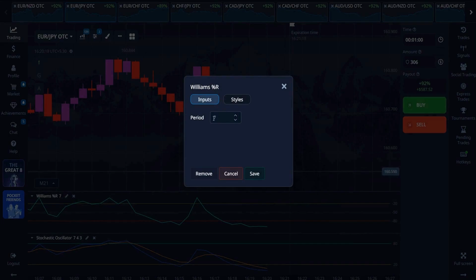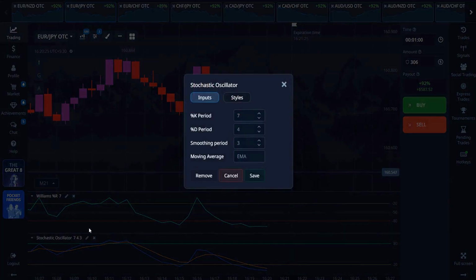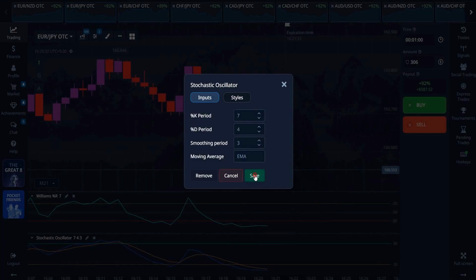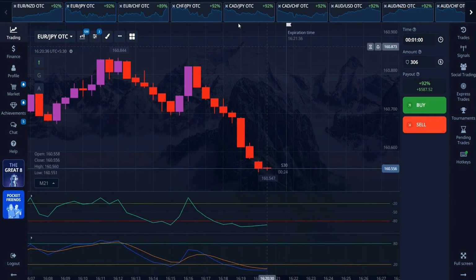Williams %R indicator settings. Set the period to 7. This setting helps the indicator respond faster to price movements, giving you early entry signals while still filtering out unnecessary noise. Stochastic Oscillator settings. K: 7. D: 4. Smoothing: 3. Moving average type: Exponential. These settings make the stochastic oscillator more responsive and accurate for short time frames, which is perfect for our 30-second chart and 1-minute expiry setup.